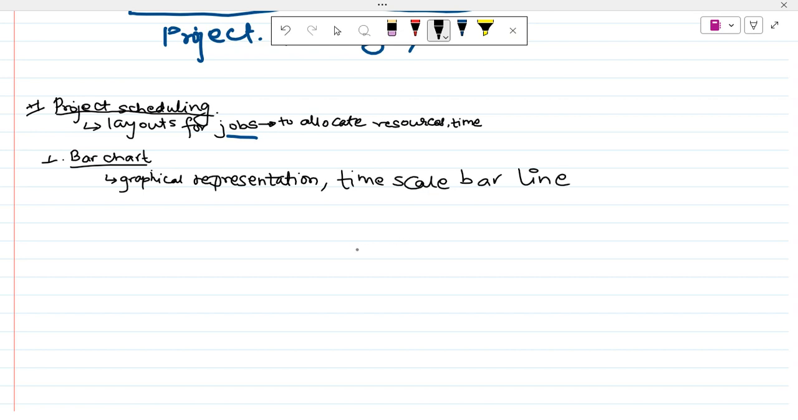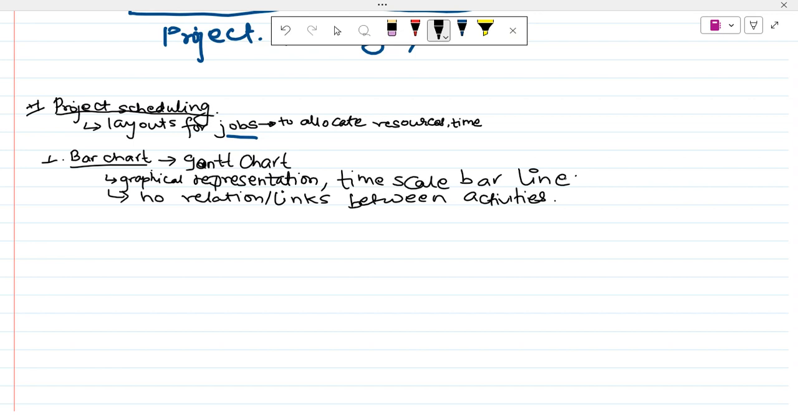There are no links between activities. The bar chart is simply called a Gantt chart. Also, there are no relations or links between activities in the bar chart. Project scheduling techniques are easy to read and understand if they are made as a bar chart.